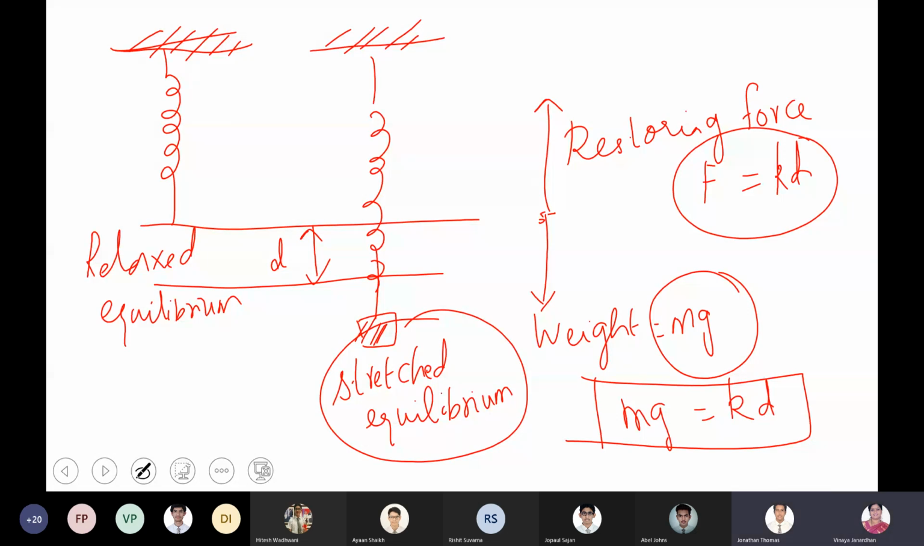So under stretched equilibrium, the restoring force must be equal to the weight of the body because the spring is under rest. So all the forces acting on it should balance each other.